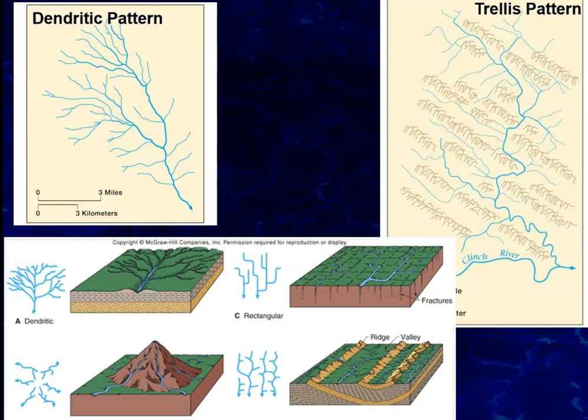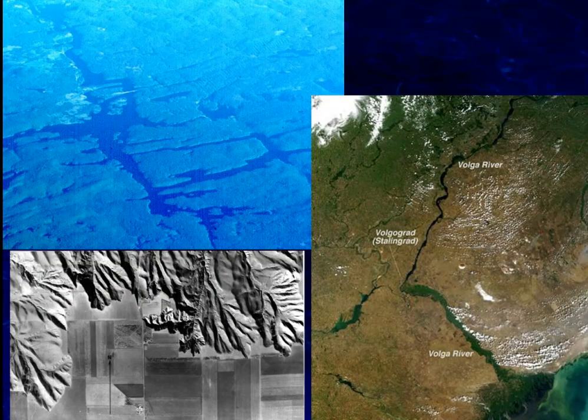Probably the only two I would test you on the exam, hint, hint, nudge, nudge, would be the dendritic pattern, which is showing that everything's kind of consistent under the surface, or the trellis pattern, because that's the one that's influenced by what we would see on the east coast of the United States because of the folding that we find in the Appalachians. Here you can see the nice, beautiful trellis pattern. This is pretty common to what we have around here.